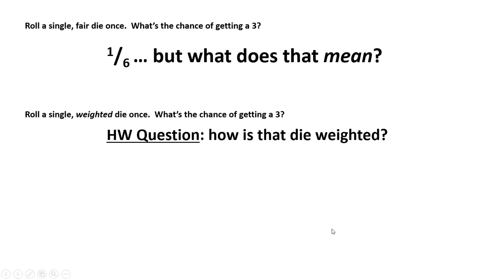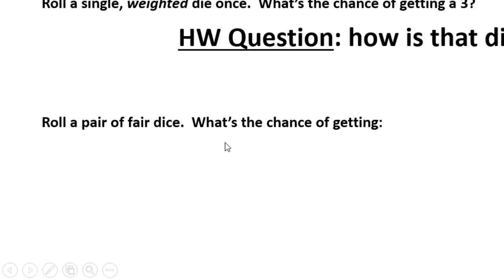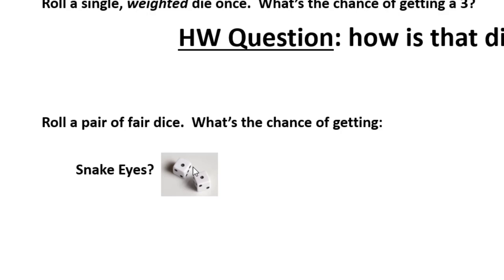So the last experiment is, I think, more applicable to Vegas, rolling a pair of fair dice. So forget the weighted dice for now. Let's go back to rolling a pair of fair dice, okay? So what's the chance of getting, for example, snake eyes? So snake eyes, if you've ever played craps before, snake eyes means you roll a pair of dice and it lands with the 2 1s up.